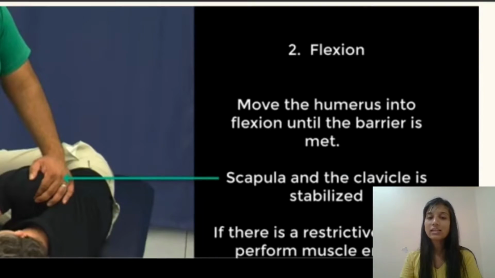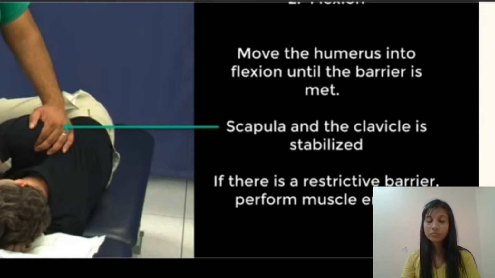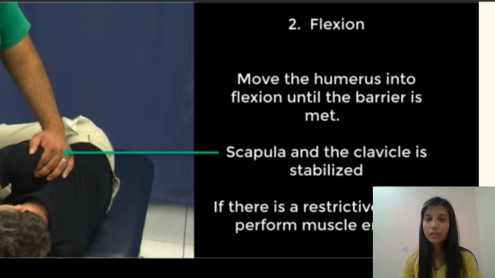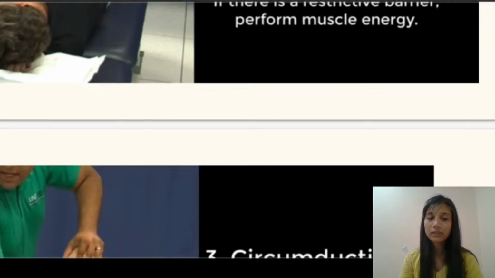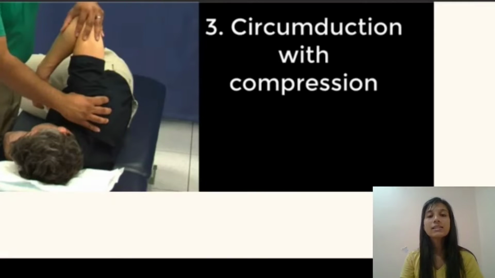Next, the second stage is flexion. Again, cephalic and caudal hand. Cephalic hand holds the scapula and the clavicle and the caudal hand moves the humerus into flexion until the barrier is met. Scapula and clavicle are stabilized, as I told you. If there is a restrictive barrier, perform the MET. Third is circumduction with compression.